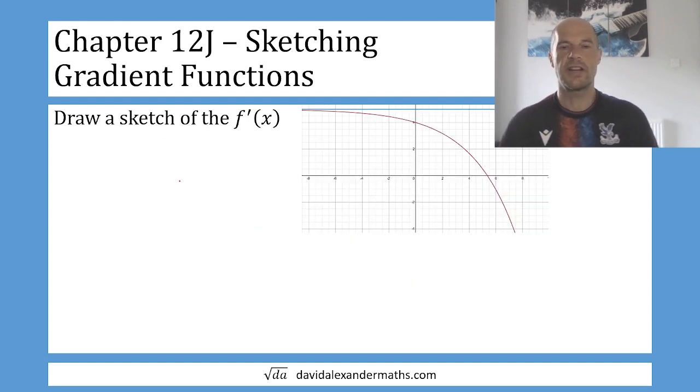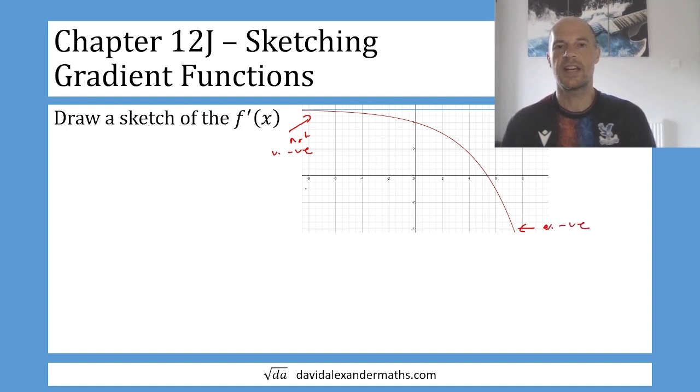Draw a sketch of the gradient function of this one. So here we can see that the line is continuously going down. There's no turning point, so there's no point where it's going to cut through the x-axis. So here it's not very negative, and over here it is extremely negative. I'll just put very negative.